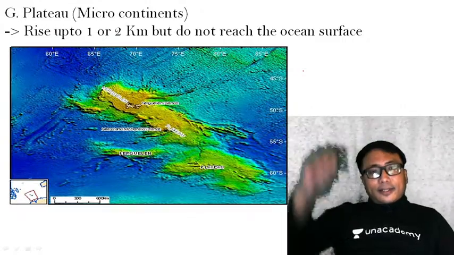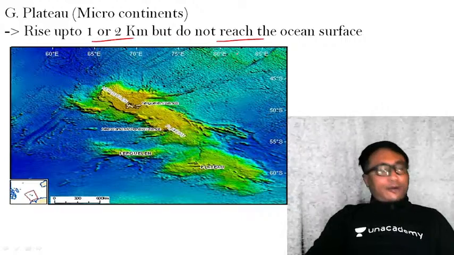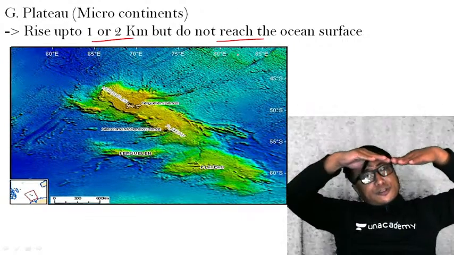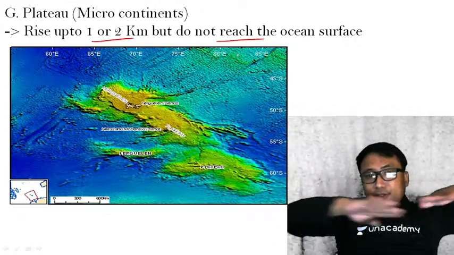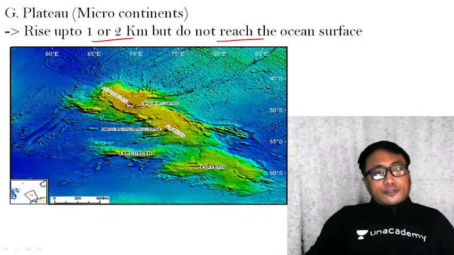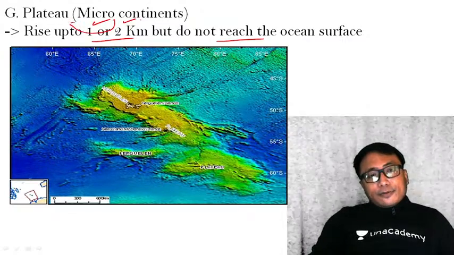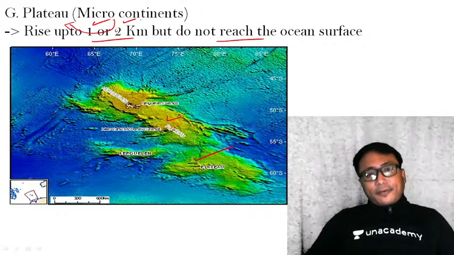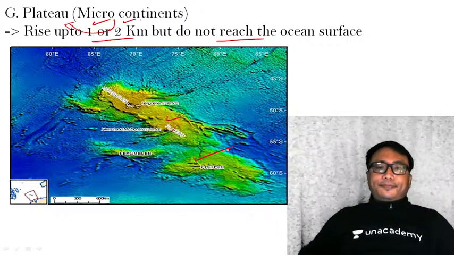Similarly, in the ocean bottom also, you have an upraised landmass, a huge landmass, with a dimension of up to 1 to 2 kilometers, but it does not reach the ocean surface. So you have a huge upraised landform, not above the water body but beneath it, a huge tract of upraised landform in the ocean. That is known as a microcontinent, similar to the plateaus that you will find in the land area. This is nothing but the microcontinent, which is below sea level.